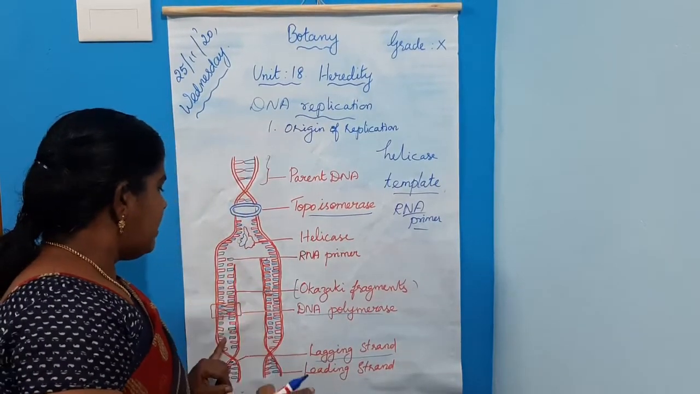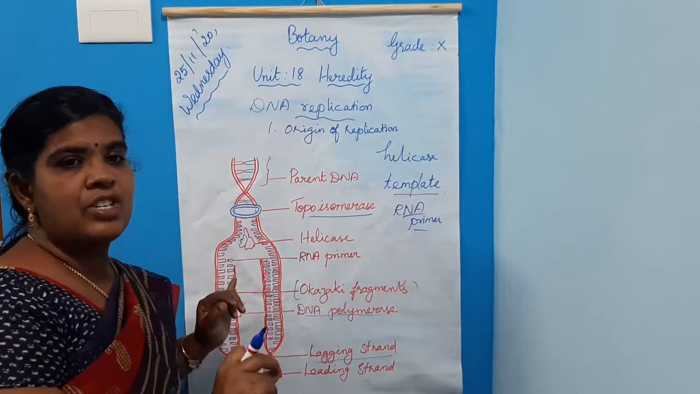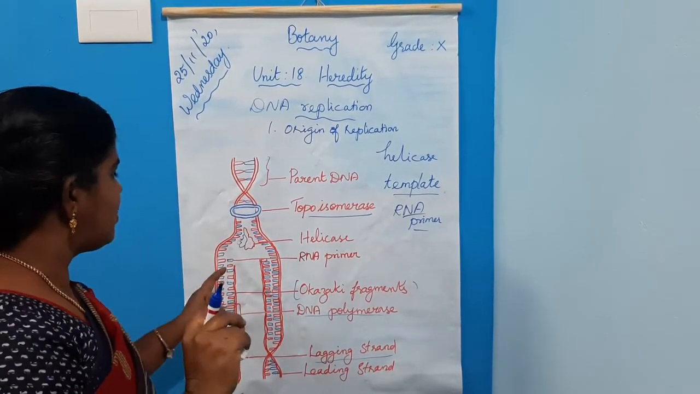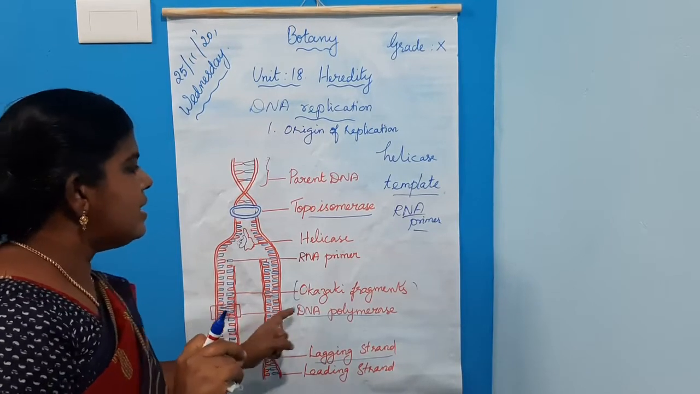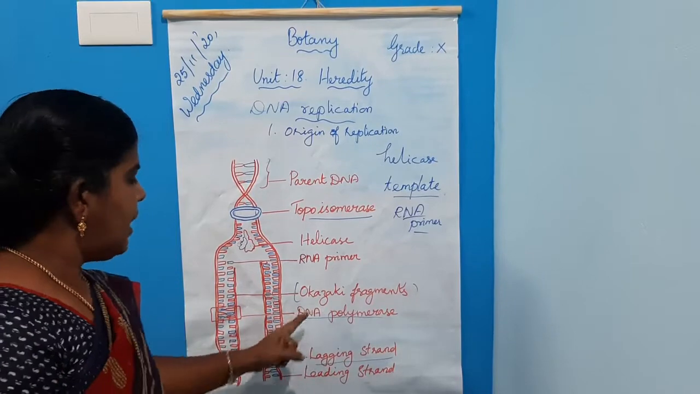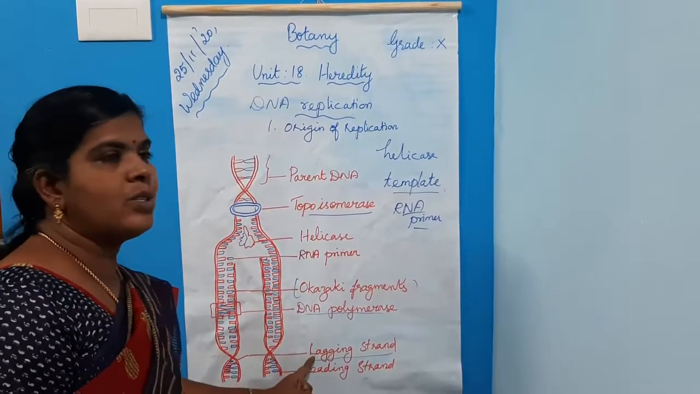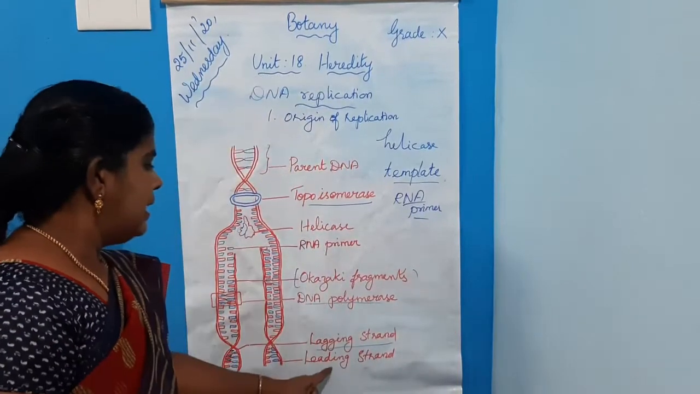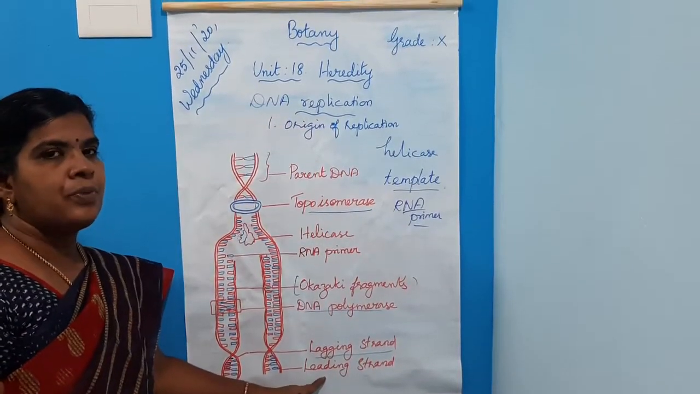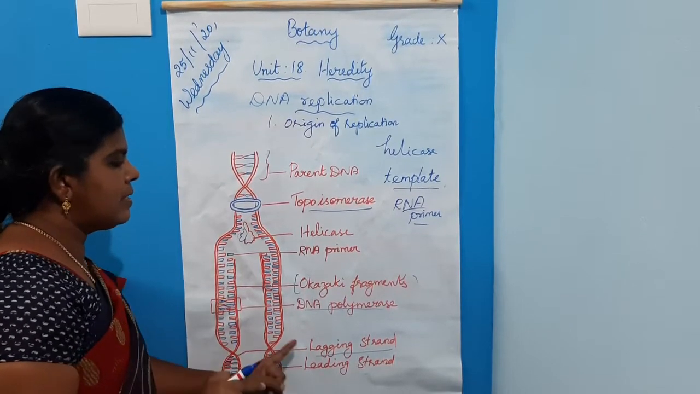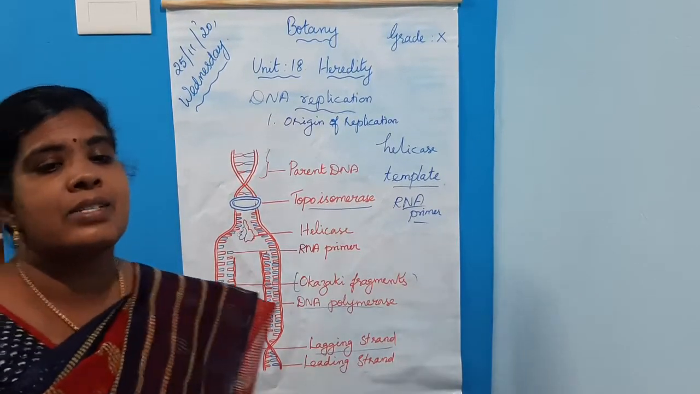In the other strand, the DNA is synthesized as small fragments. These fragments are called Okazaki fragments, and this strand is also called the lagging strand. The continuous strand is the leading strand. The DNA synthesized as small fragments is the lagging strand.